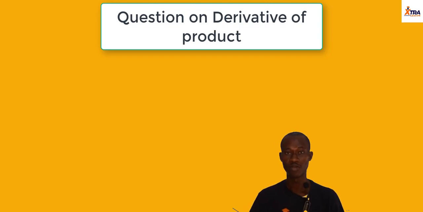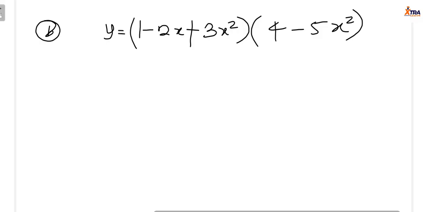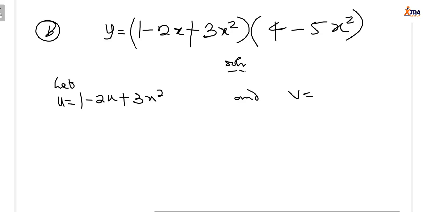In this class, we are solving another question. So let's see how to solve the questions on the board. So, solution. So we have let u equals 1 minus x, 2x plus 3x squared, and v equals 4 minus 5x squared.